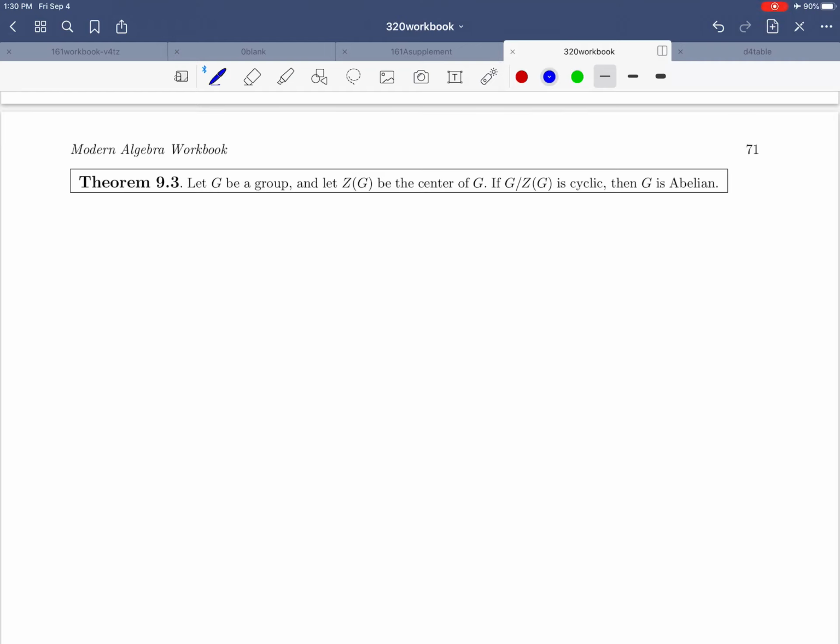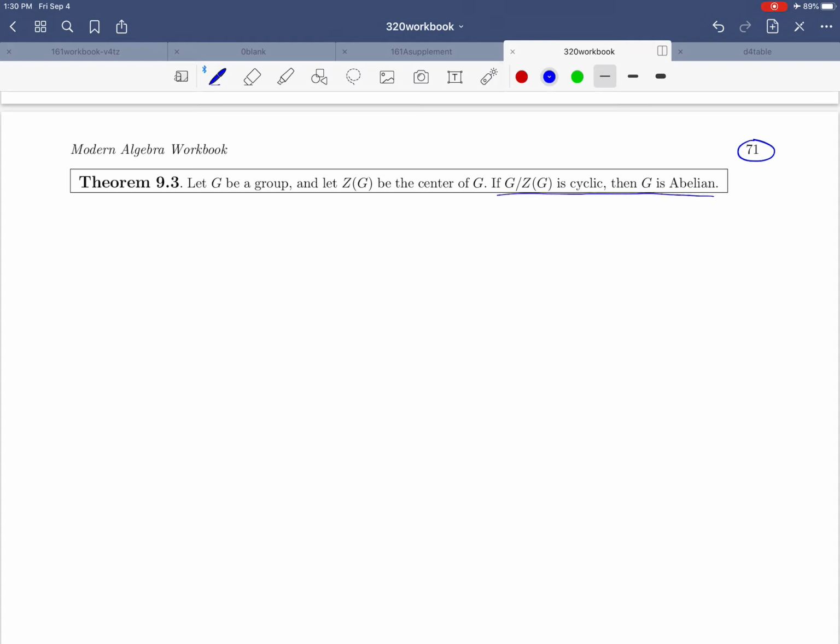Hi everybody, and welcome to Theorem 9.3 on page 71 of the workbook. Let's take a minute to read this theorem together. Okay, so this is telling us that G is a group and Z of G is the center of the group, and if we know that G mod Z of G is cyclic, then G is abelian.